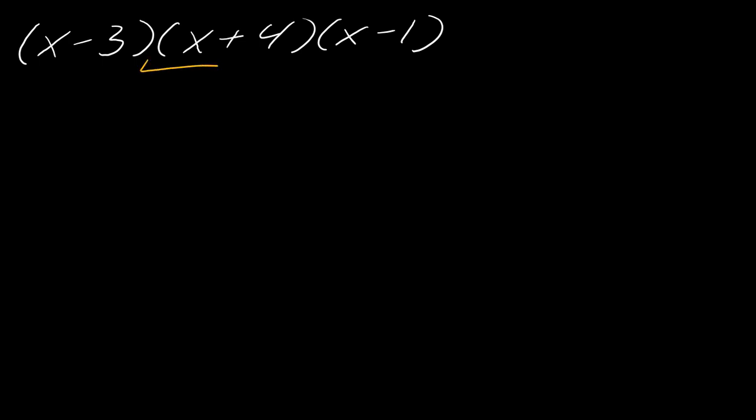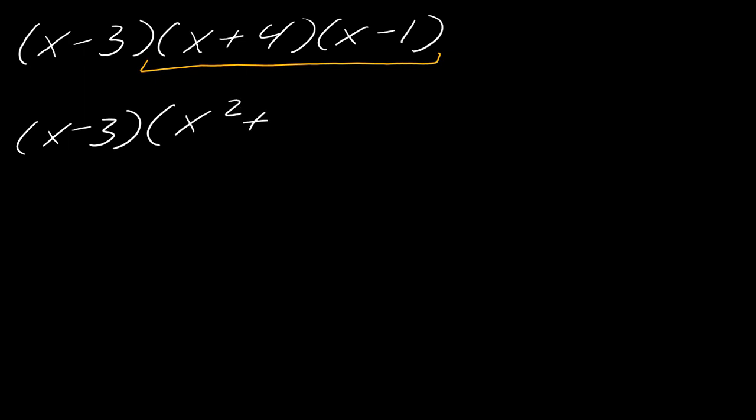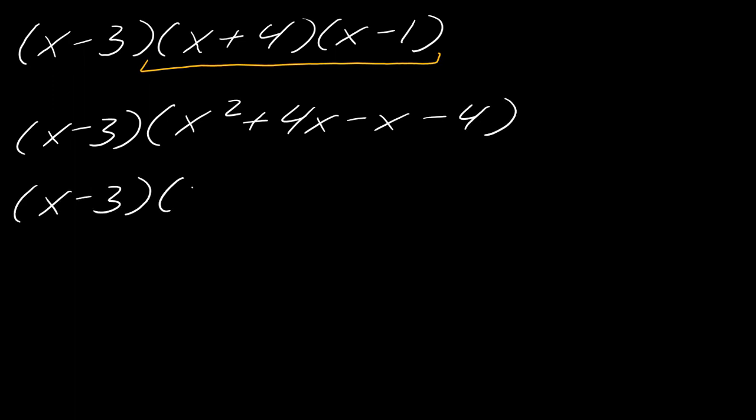So once again, by force of habit, I always like to multiply the last two binomials together first. So this is going to be x minus 3. This will be x squared plus 4x minus x minus 4. So this will be x squared plus 3x minus 4. So now I can start multiplying all these things together.